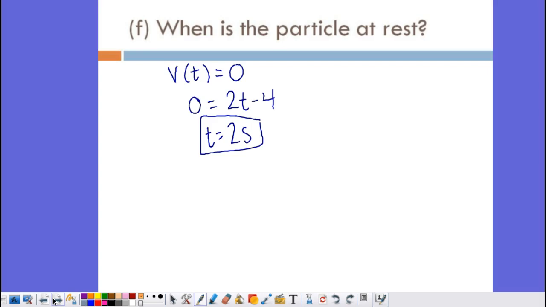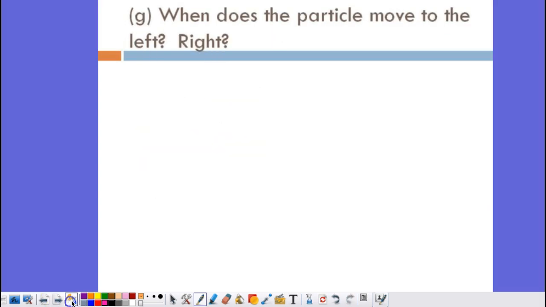When does the particle move to the left and when does it move to the right? So how could we figure out the direction of a particle? What do I need to take into account? When velocity is negative or positive. Perfect. So what I want to do is make what I call a little sign chart for the velocity. We know at 2 seconds the velocity is 0, right?